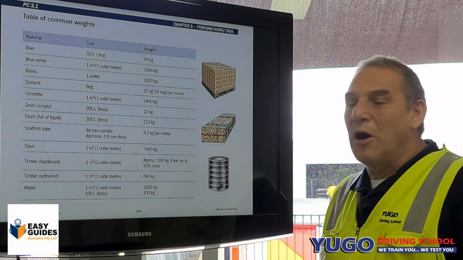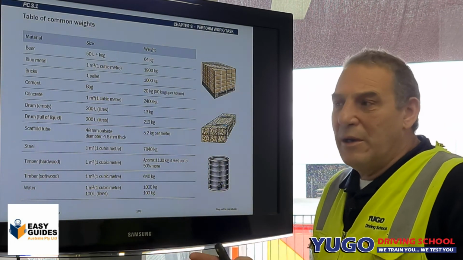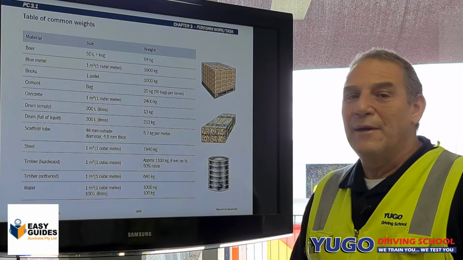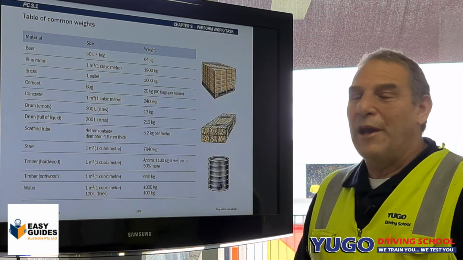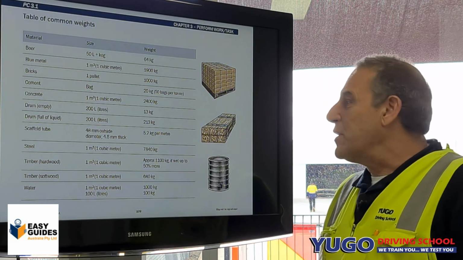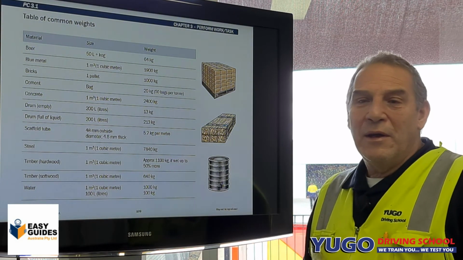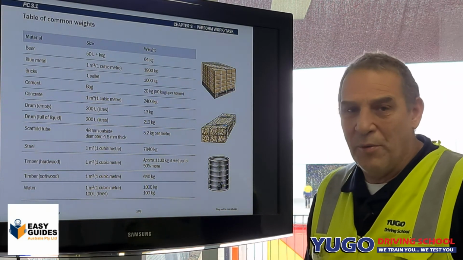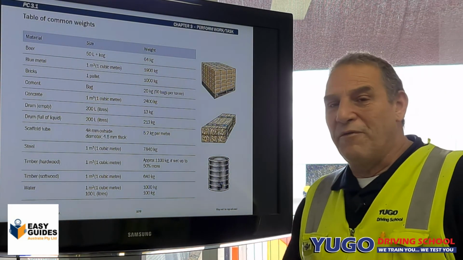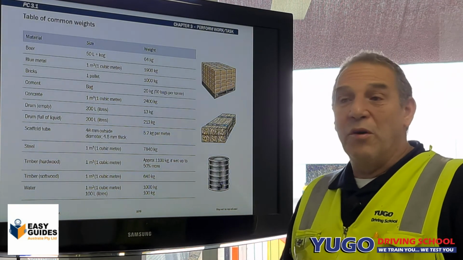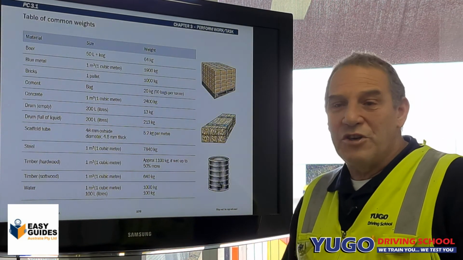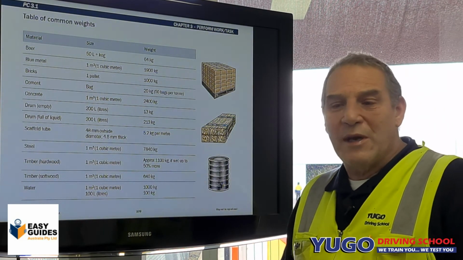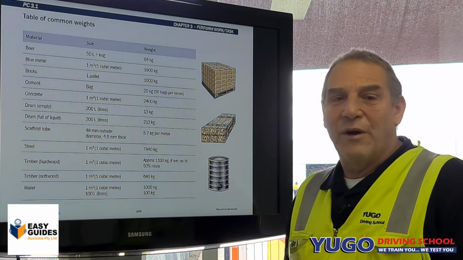You can use a common table of weights. Now the common table of weights are accurate to a certain degree, but not always accurate. If it's coming to timber, if it's coming to soil, a common table of weights generally does not help you out. Timber could be freshly cut, it could be old timber. Freshly cut, it's got a lot of oil in it, it's still very fresh, and it will weigh more than something that's 10 years old and dried right out.